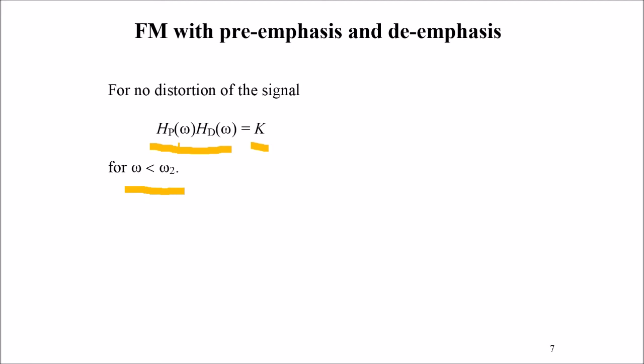So the upper corner frequency would be something like 15 kilohertz. Well, there's a standard for it. We can figure out exactly what it is. But overall, it doesn't distort the signal when you take the two filters together, but for the purposes of transmission, it does put more energy into the higher frequencies of the message signal.